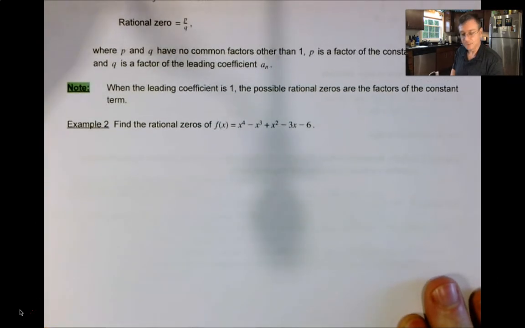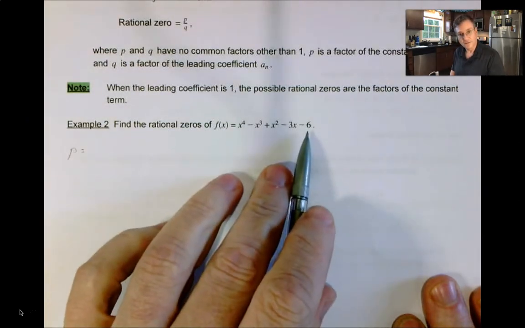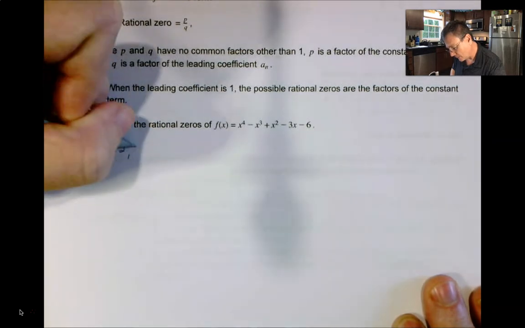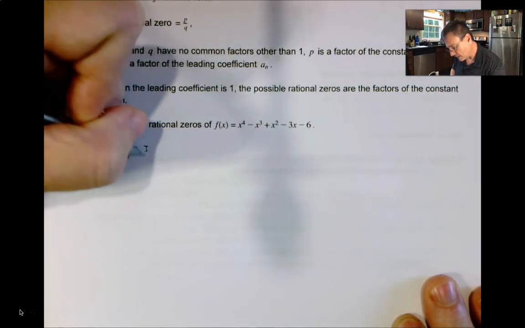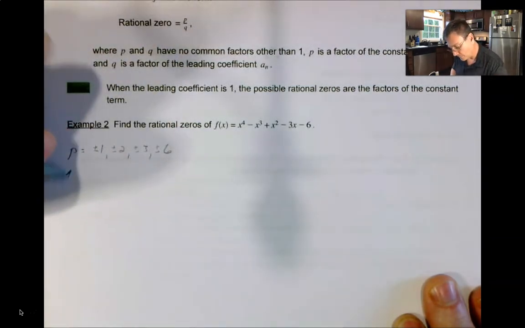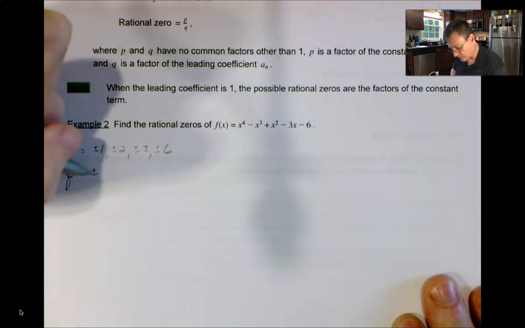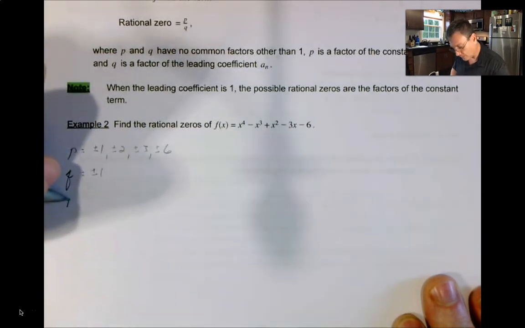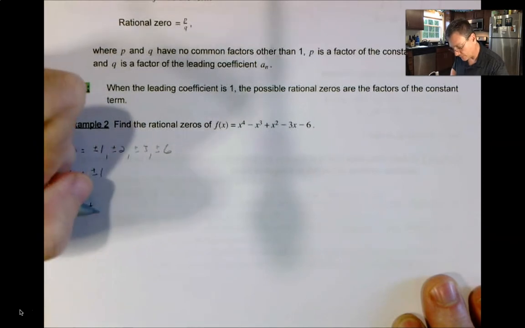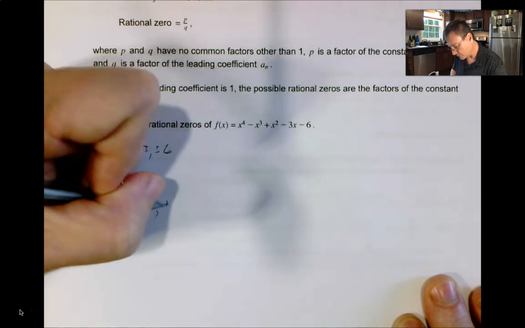Let's take a look at example 2. So p equals factors of 6: plus or minus 1, plus or minus 2, plus or minus 3, plus or minus 6. Factors of q. Well, the lead coefficient is 1, so it's just plus or minus 1. So the p over q is really just the p values: plus or minus 1, plus or minus 2, plus or minus 3, plus or minus 6.